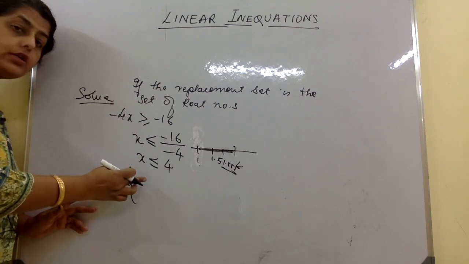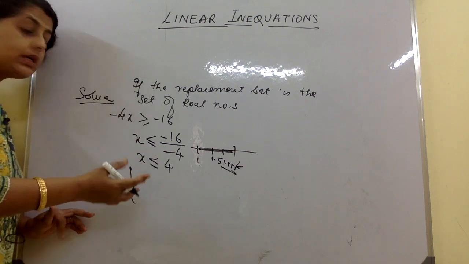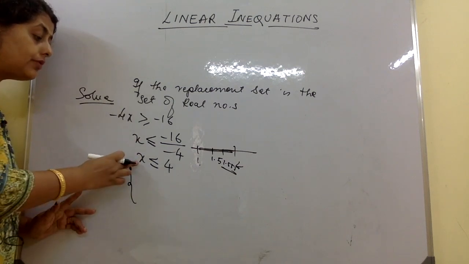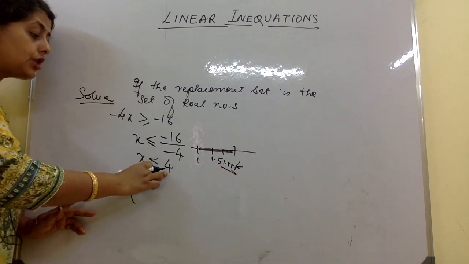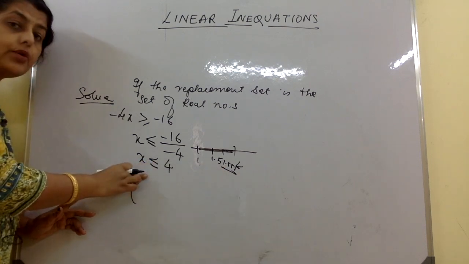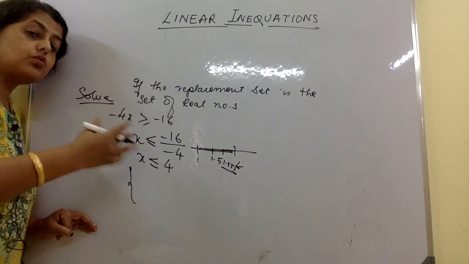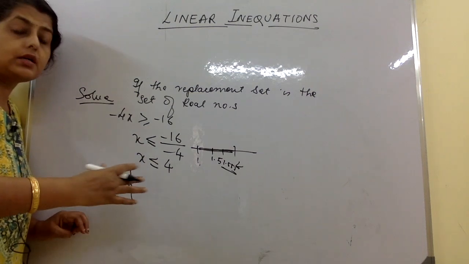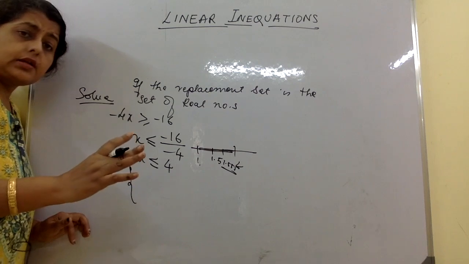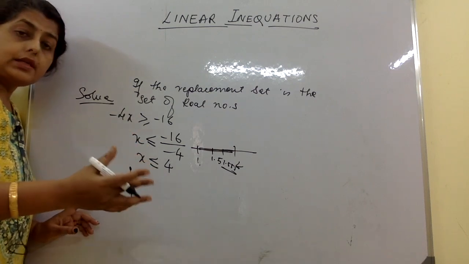So here, I have to take the entire range of numbers which are less than or equal to 4. Real numbers extend from negative infinity to positive infinity. They include the integers, the natural numbers, the whole numbers, everything, and the fractions, rational, irrational, everything comes under real numbers.